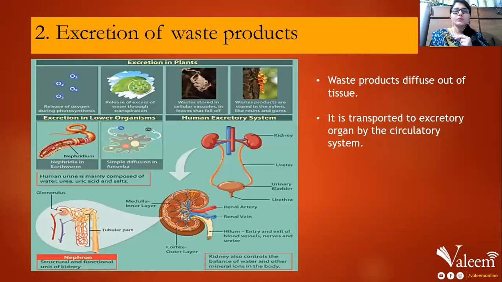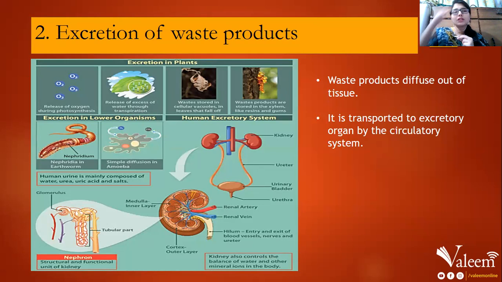Okay, excretion of waste product. This is also a very important process that takes place inside a living organism. Whether we are talking about excretion in plants, in lower organisms, in humans or in animals, basically all living organisms excrete out waste products by the process called diffusion. In lower organisms, they excrete out oxygen during photosynthesis.